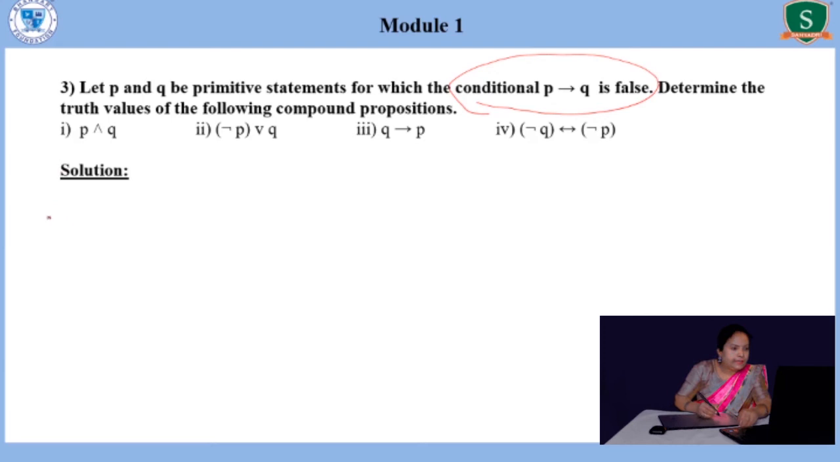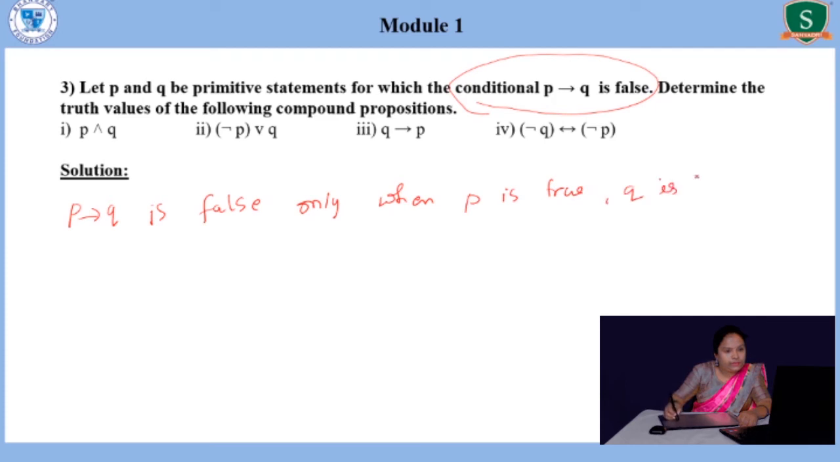So, we know that p conditional q is false only when p is true and q is false. Okay. Now, we got the truth values of p and q. So, now here p is true and q is false.